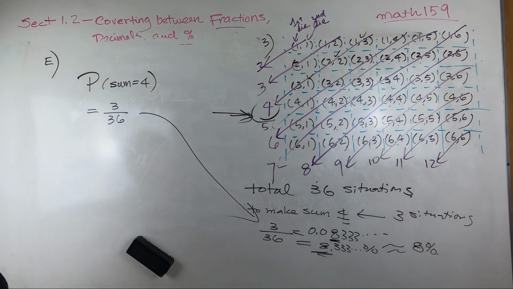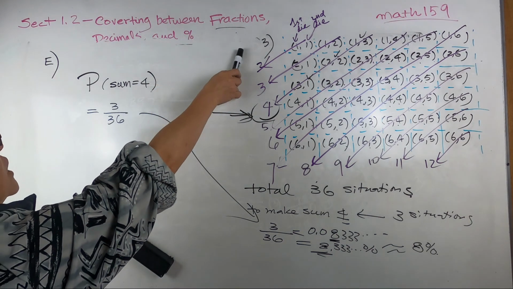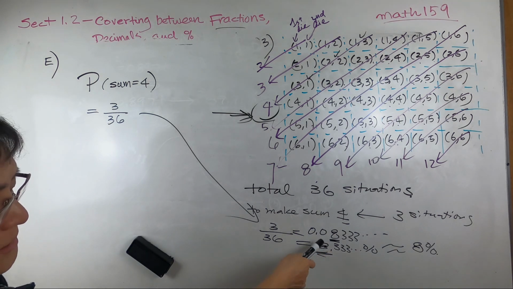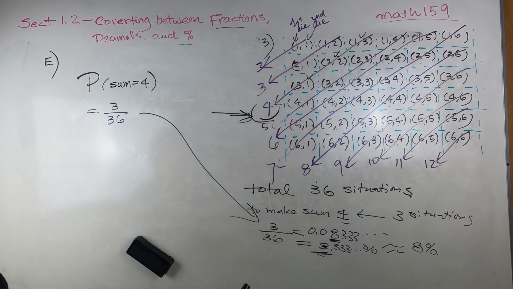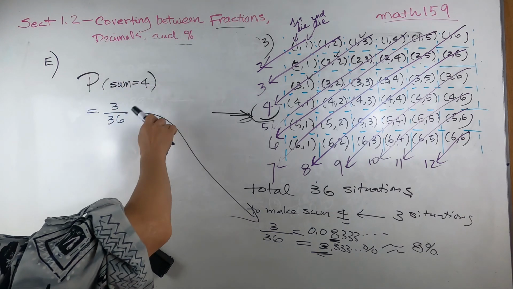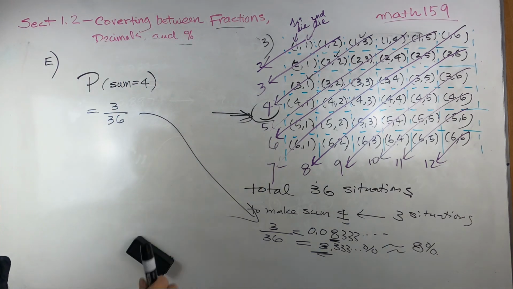So what are we talking about in this section today? We are converting between fractions, decimals, and percents. So we change decimals to percentages by dividing the fractions. In the meantime, you will apply those skills to the concepts of probability for stats. Are we good? This will cover your section 1.2.